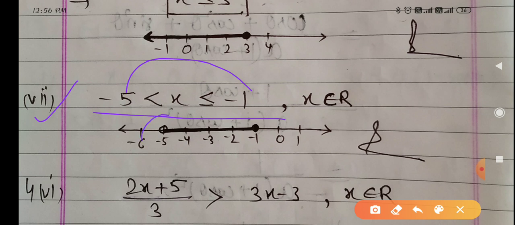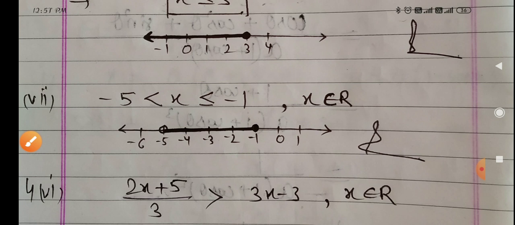So at minus 5 you can see a hollow circle is there. At minus 1 a dark circle is there. Why is it so? Because at minus 1 the equal to sign is there, but at minus 5 the equal to sign is not there. So that's why at minus 5 I have made a hollow circle, and at minus 1 I have made a dark circle. And the middle portion you have to darken fully because it is the case of real numbers. So like this you can make the number line.